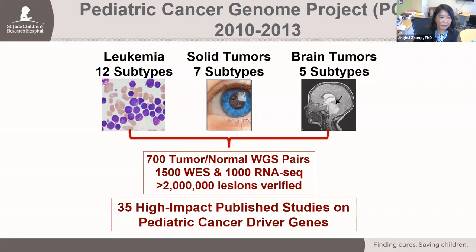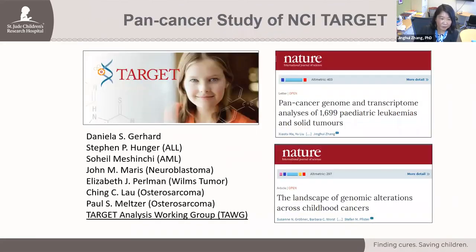So the research outcomes of these studies have been published in 35 high-impact journals, defining a variety of pediatric cancer driver genes that can be used to develop clinical applications. Once we completed the data analysis on the individual cancer types, we also collaborated with the National Cancer Institute on the TARGET initiative to perform pan-cancer analysis so that we can look for the commonality and differences between different subtypes of pediatric cancer. In this study, we have collaborated with leaders in ALL, AML, neuroblastoma, Wilms tumor, and osteosarcoma.